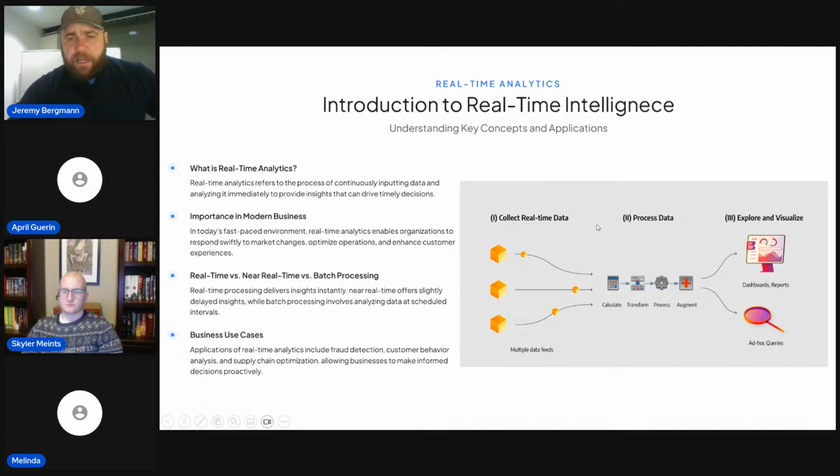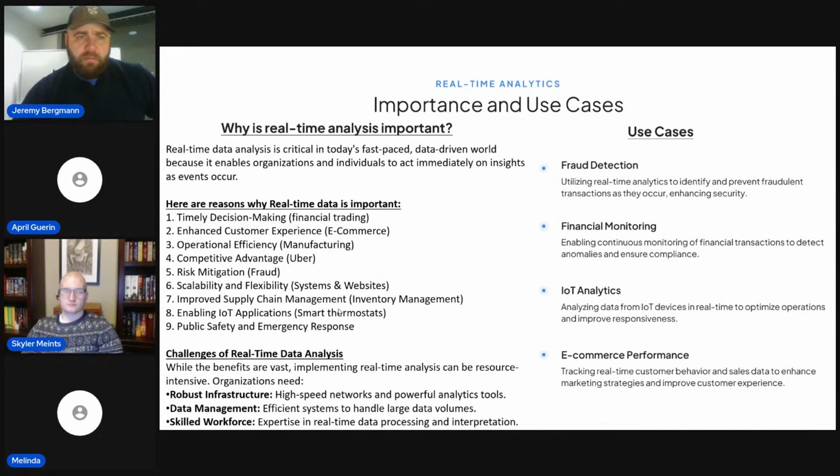So collecting the data, processing the data, and exploring and visualizing it. They're typical steps, whether you have real-time data or you have more static, once a day, or data warehouse type updated data. Okay. So importance and use cases, why is it important?